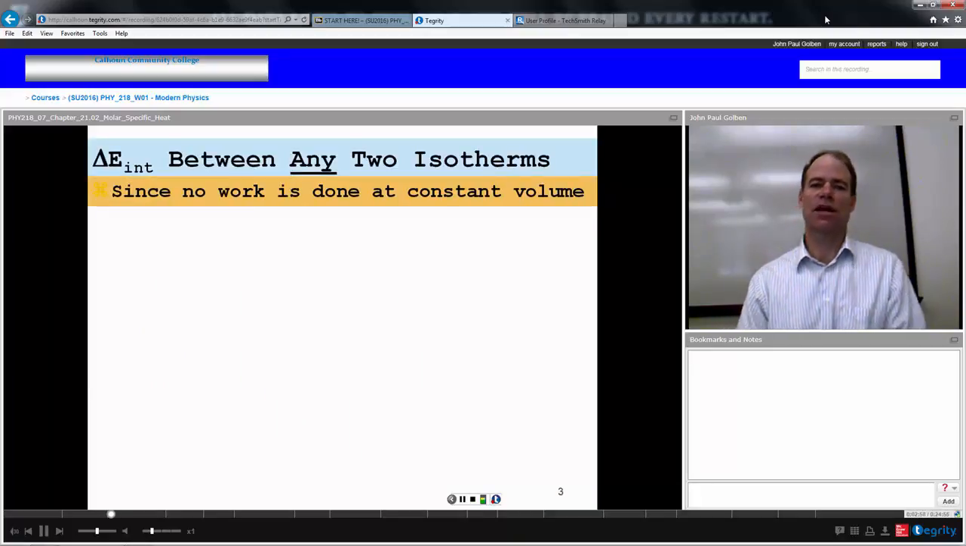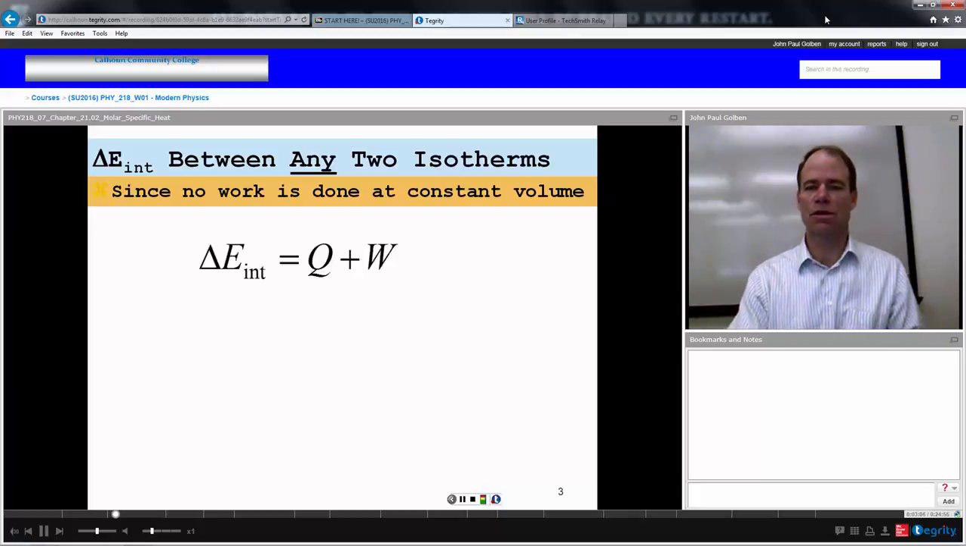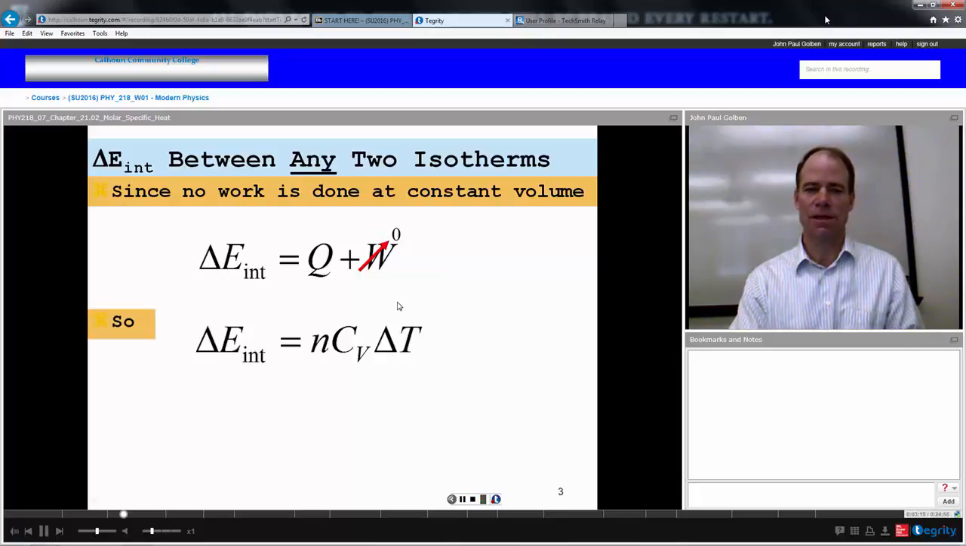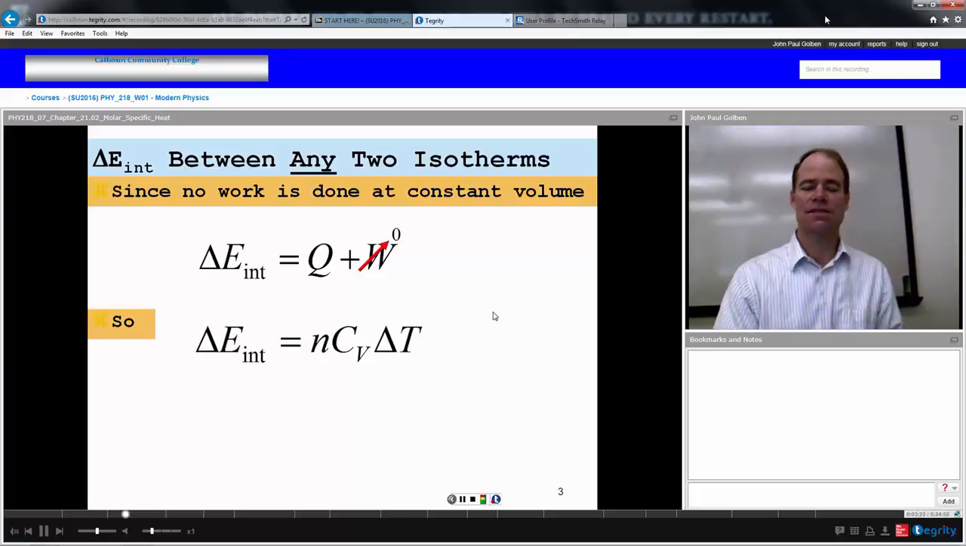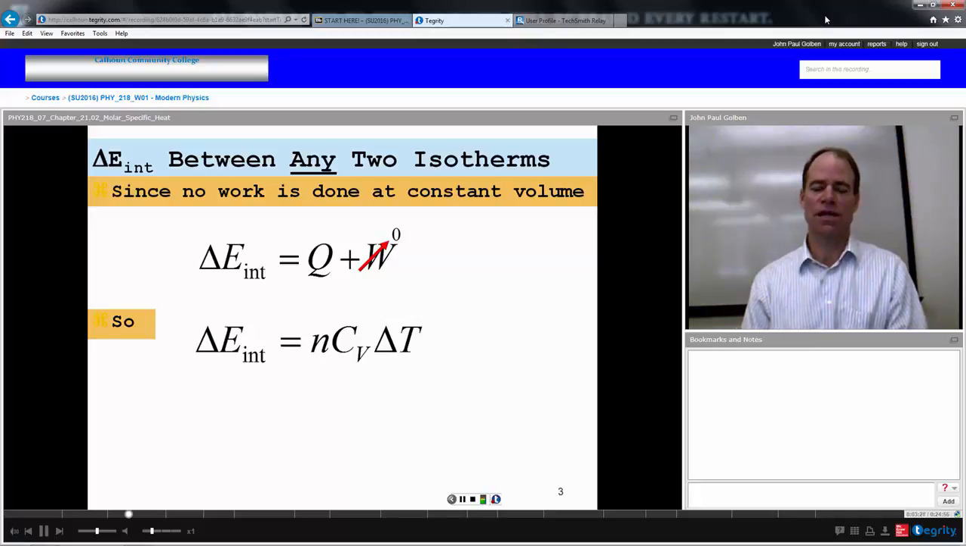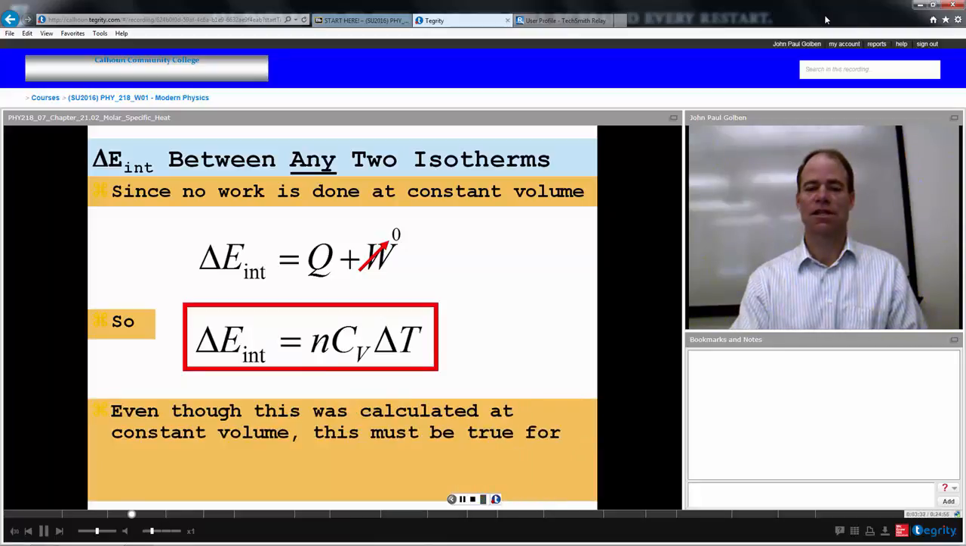The change in internal energy between any two isotherms will be constant because the temperature change will be constant. So no work is done at constant volume. By the first law of thermodynamics, we can get rid of the work at constant volume, and our change in internal energy will then just be equal to this heat added to the system in that particular case. Hence, our change in internal energy will be equal to, at constant volume, the number of moles times the molar specific heat at constant volume times the change in temperature, just like the heat added to the system.